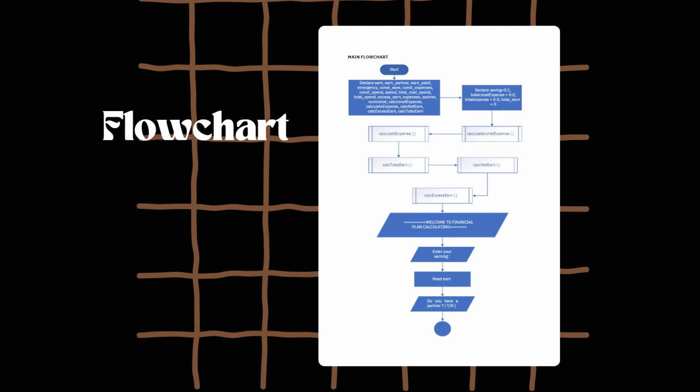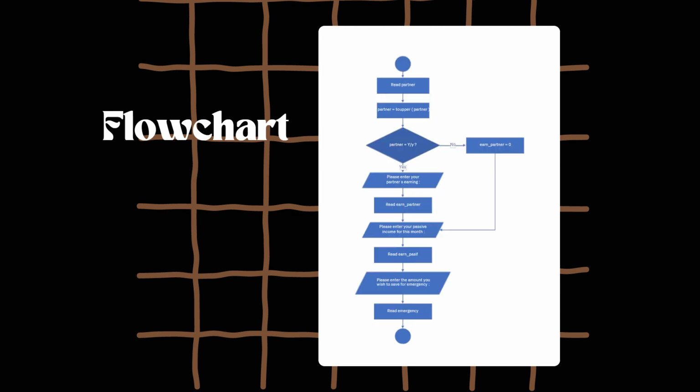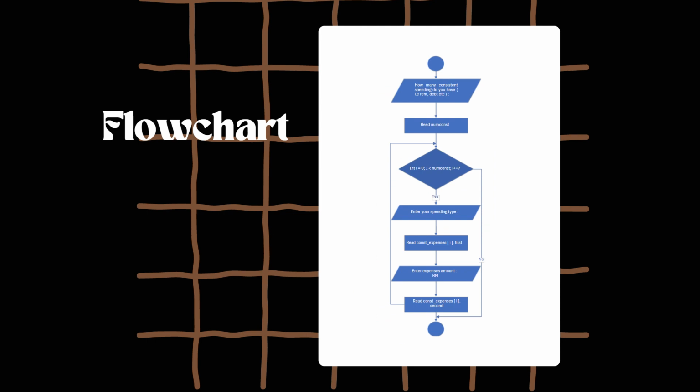Next, it will go to the user interface, where the system will ask the user to enter their earning for the month. Then, the user needs to declare if they have a partner or not, and enter their partner earning. If they don't have a partner, automatically the calculation for a partner will become 0. Next, the user will enter their passive income and the amount they wish to save for emergency. Moreover, the system will ask the user to enter their consistent spending with its amount.